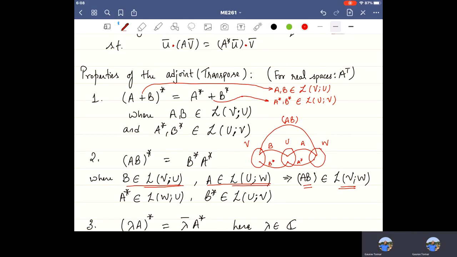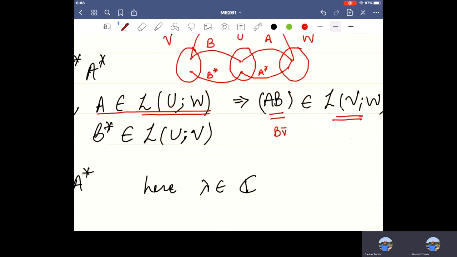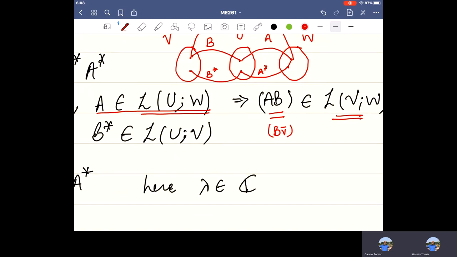So clearly you can see that when you're going forward, you take a vector v and operate on it with B, and you will get a vector of the vector space U. Then you operate on it with the mapping A, and you will get a vector of the vector space W. And when you're coming back, defining the transpose from W to V, you will first operate with A star on a vector w.